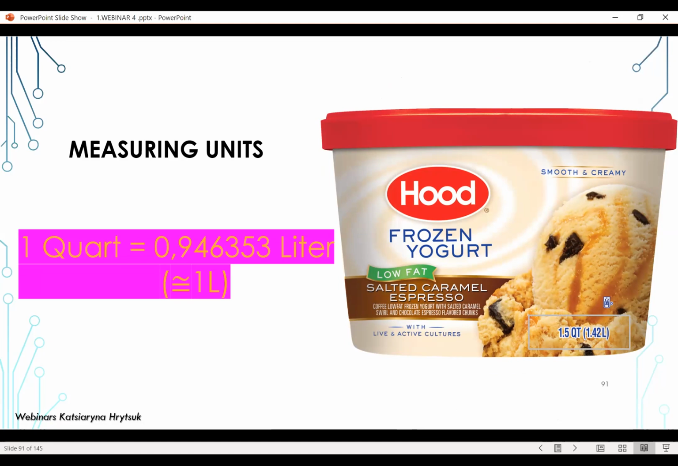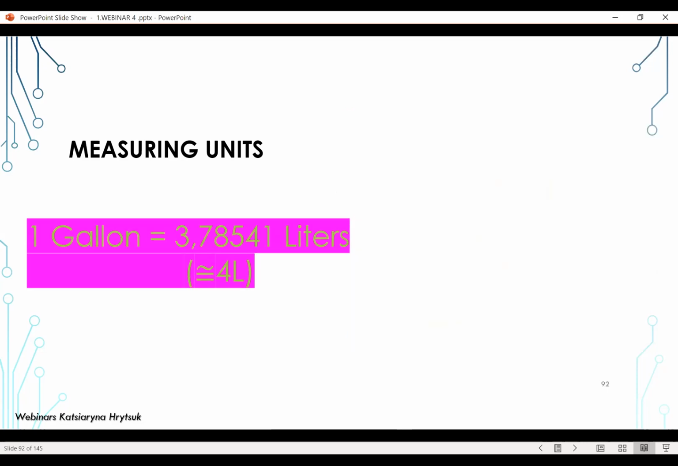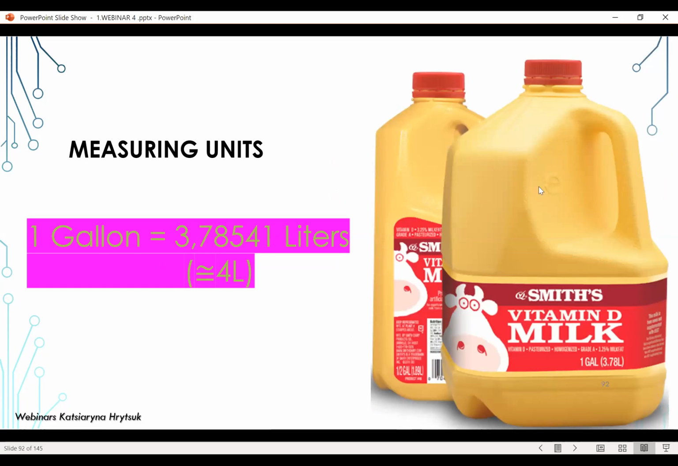So in the future, if you see these measuring units, you will understand, because sometimes they don't give an explanation. They give just 1.5 quart and that's it. Next, gallon. Milk, yogurt and juice you can buy in a gallon. One gallon is close to 4 liters, 3.78, almost 4 liters.